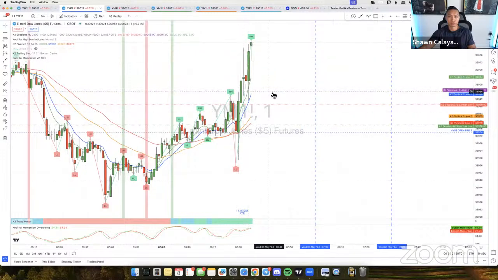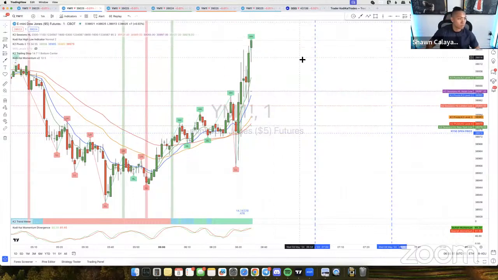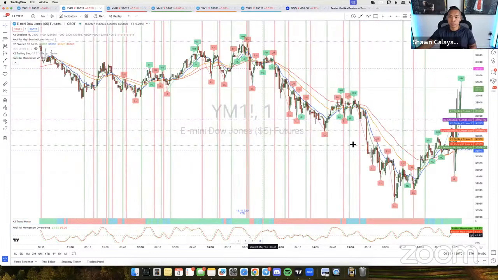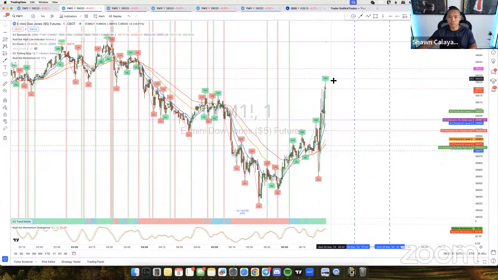So now we're just waiting for another opportunity here to present itself. Looks like price might be pushing up to the news price from 4 o'clock. So that peak line right there is going to be the news price from 4 o'clock.